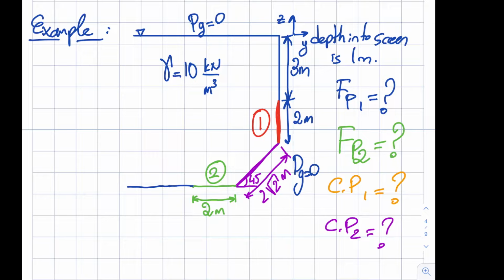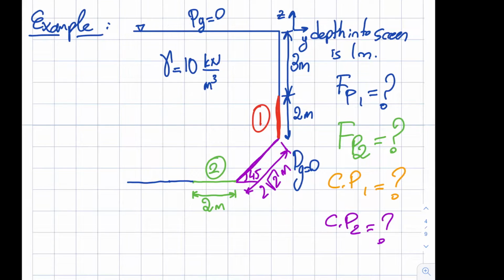In the next segment, actually, I will focus on this as well. So you will have different solutions to different kinds of questions, okay? And what I'm asking is, what is FP1, what is FP2, what is the center of pressure for the first one, and the center of pressure for the second one, okay? And I define my Y this way, and Z is pointing up, surface number 1.